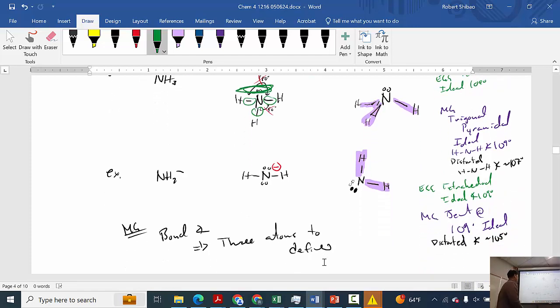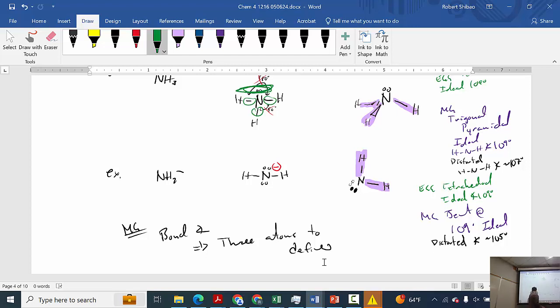Now, when we go to NH2 minus, NH2 minus has 4 groups. 2 bonded groups, 2 lone pairs. That's 4 groups, so it's going to adopt a tetrahedral EGG with an ideal angle of 109 degrees. And so for tetrahedral, I'm going to draw this bond in the plane, this bond in the plane. That means this lone pair is going to wedge out, and this lone pair is going to dash in.